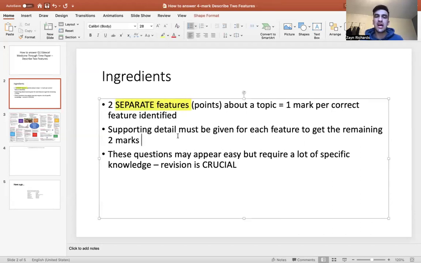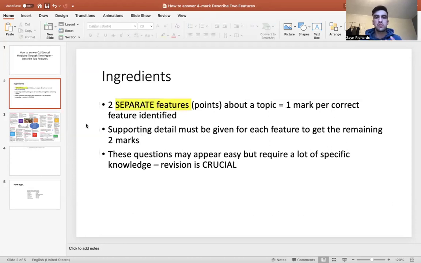Okay, so your features have to be separate, and a feature is just basically a point about something. So just any kind of theme or point or idea about a certain topic. You get 1 mark per correct feature identified. Okay. Then alongside the feature, you must also give supporting detail.